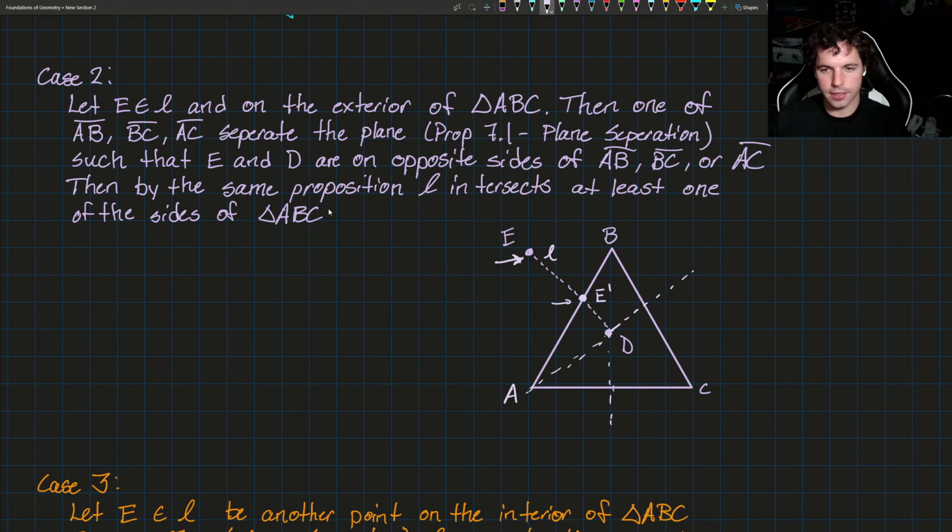Point E is on the exterior, which means one of those sides of the triangles cuts the plane into two, such that E and D are on opposite sides. And by Prop 7.1, that line L must intersect one of those sides at least once.